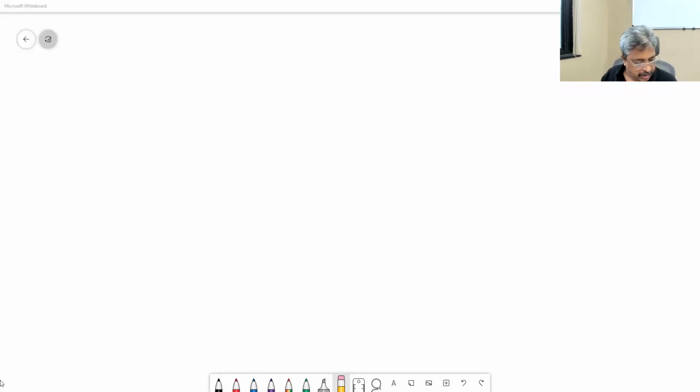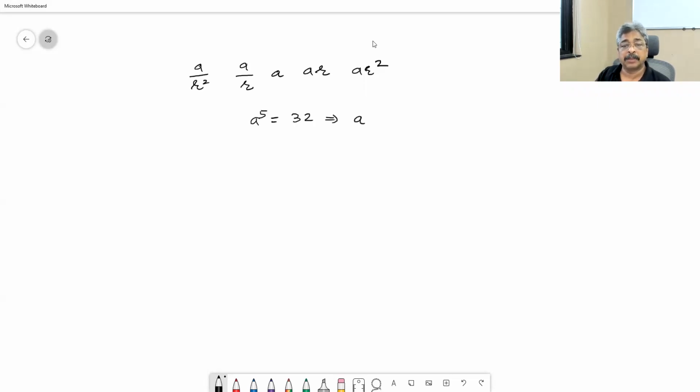The problem given to you was there were 5 consecutive terms in GP. So always you consider those terms as A upon R square, A upon R, A, AR, AR square. When you take the product of them, you get cancellation of R and you get A raised to 5 is equal to 32, which implies A is equal to 2.